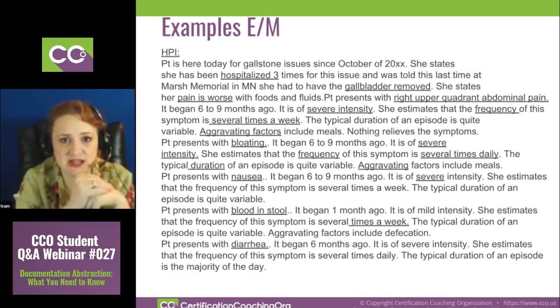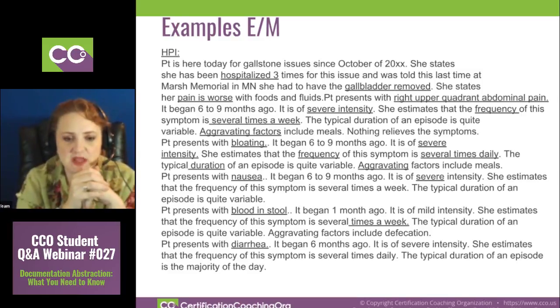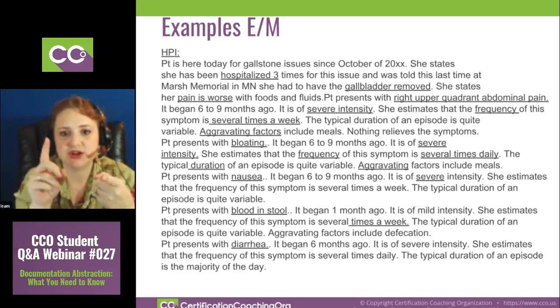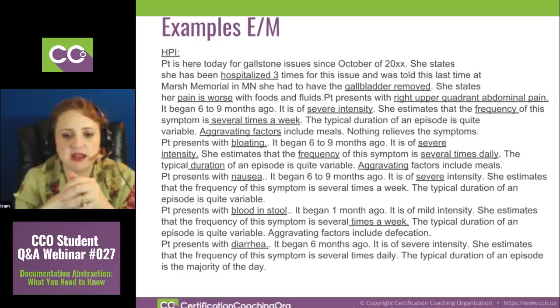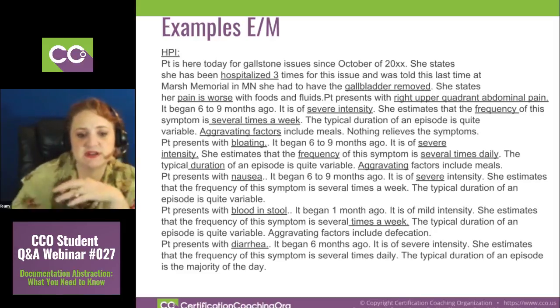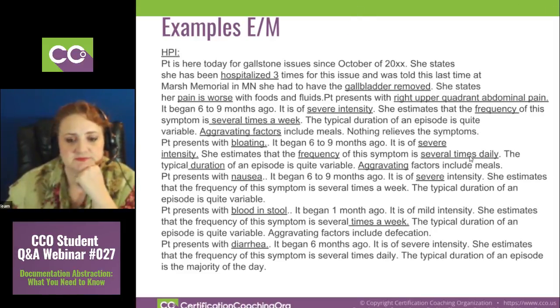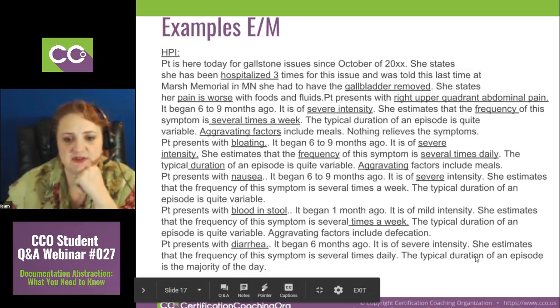Okay. So from an E&M perspective, we want to know that all that stuff was evaluated. The severity, the intensity, the aggravating factors, and anything else that the patient has going on. Duration even could have been underlined. But as we were going, we already got most of that.